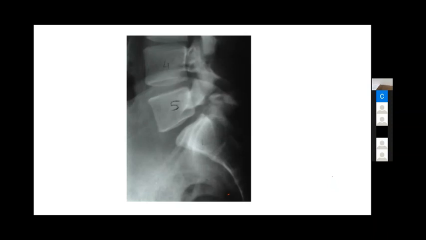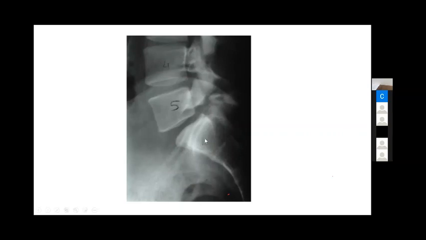What are the other types? Dysplastic, degenerative. Congenital. Post-traumatic. Iatrogenic. Right. So dysplastic and congenital. Dysplastic is where you have the... Congenital is where you have an absent facet joint or any abnormality within the bone. So this is the isthmic type.